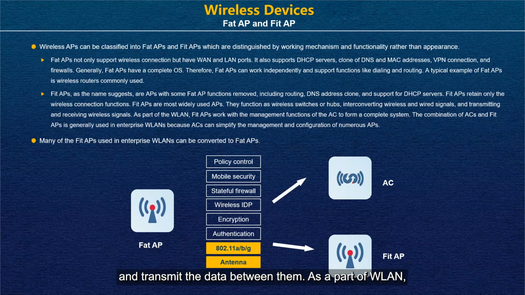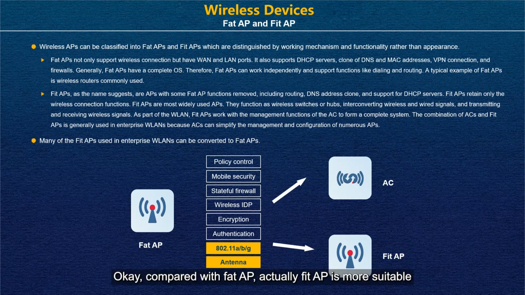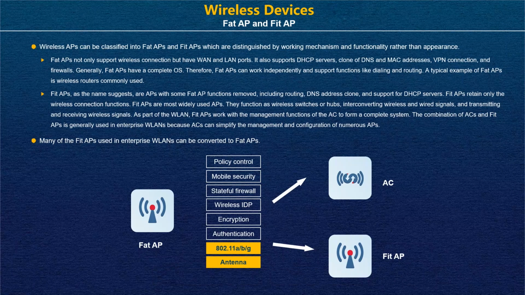As part of the WLAN, FIT AP works with the management function of the AC to form a complete system. So if we use FIT AP mode, we must have an AC to manage all the FIT APs. Compared with FAT AP, FIT AP is more suitable for large WLAN networks, for example, an enterprise network, or maybe a shopping mall network, just like this.